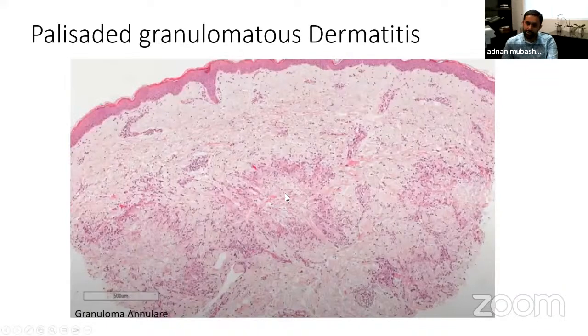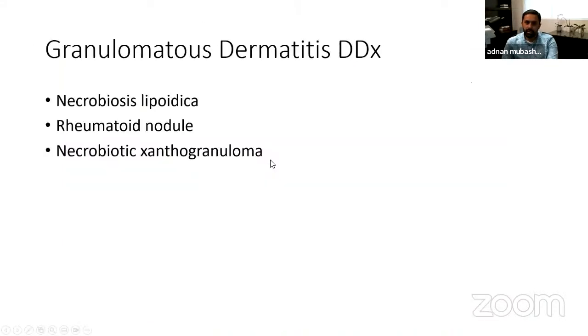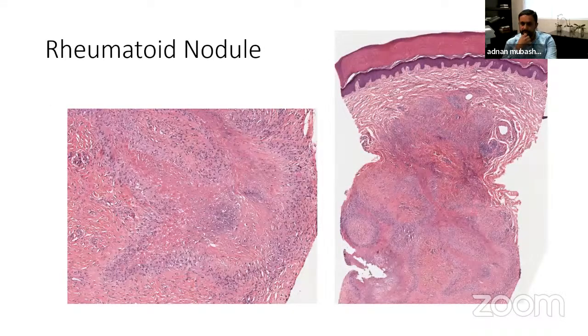You have the central pinkish area that is being fenced off by these histiocytes. And then the other differential diagnoses will be necrobiosis lipoidica, rheumatoid nodule, necrobiotic xanthogranuloma, but those will have different types of granulomas. This is an example of a rheumatoid nodule. You will still see the central pink stuff, which is being cordoned off by these histiocytes, but it's much deeper in the dermis. The patient may have a history of rheumatic disease.